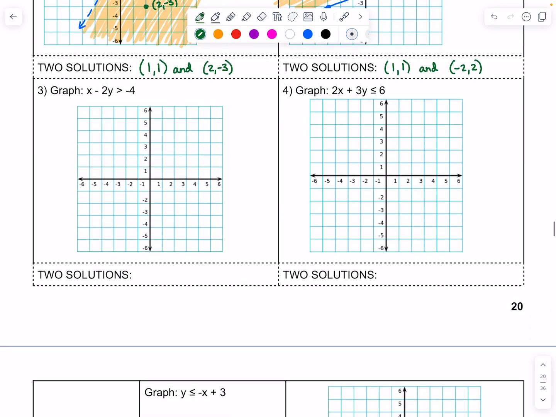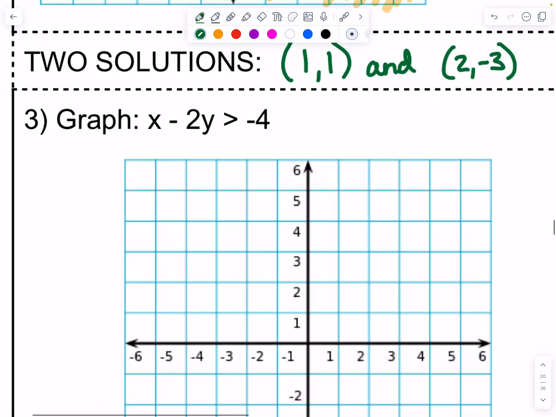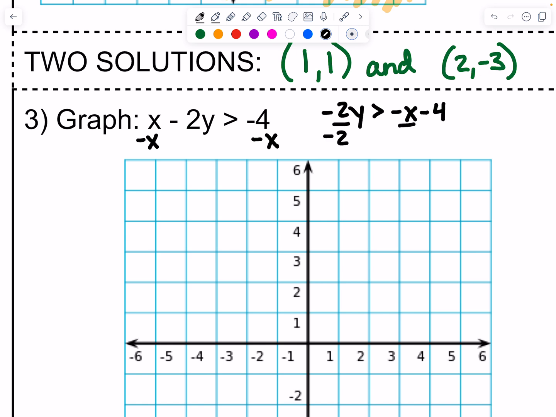So what if your equation is not in slope-intercept form and you've got to do a little work first? No problem. We've talked about that before. So let's move the x term. So we're going to subtract x on both sides. And we would end up with, I'm just going to write it over here, -2y would be greater than -x minus 4. And then we've got to divide out the number in front of the y. So let's divide everything by -2.